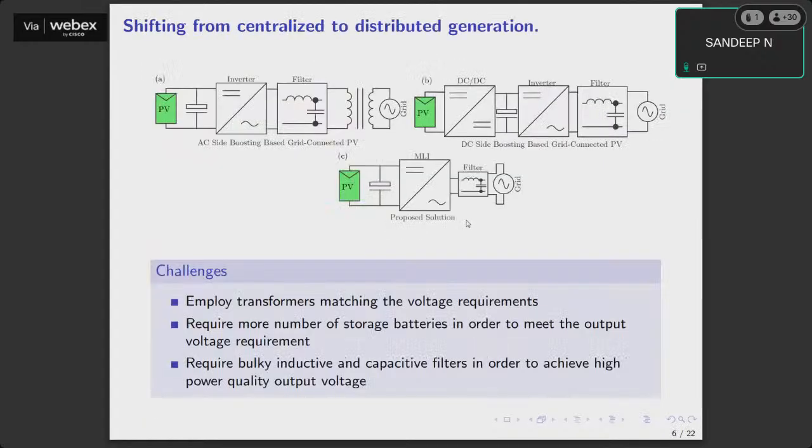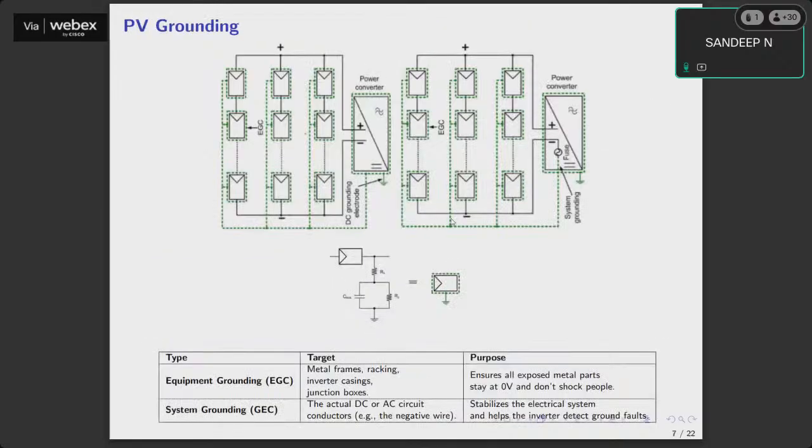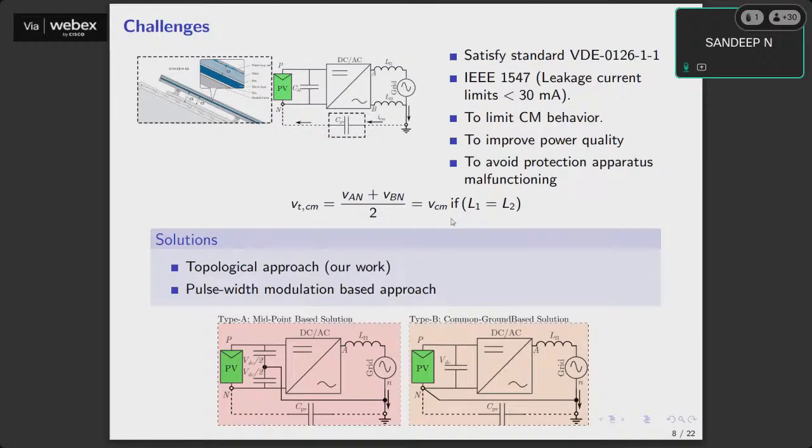Then what is the need, or what are the desirable features from an inverter, right? If at all you have to eliminate the transformer or a DC-DC converter, then we should have an inverter which has the ability to boost the voltage. Then we saw what the need for grounding is and why it is essential. And we also saw what happens the moment you ground, and what the additional challenge is that comes into the picture. That is your parasitic capacitance. And how are we going to tackle it?